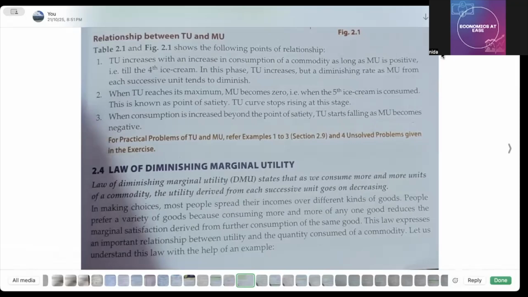Diminishing means कम होना किसी चीज का, decrease करना. Marginal means additional, and utility means the usefulness. So the law of diminishing marginal utility states that as a consumer consumes more and more units of a commodity, the additional satisfaction, that is the marginal utility, you derive from each additional unit keeps on decreasing while total satisfaction increases at a decreasing rate.